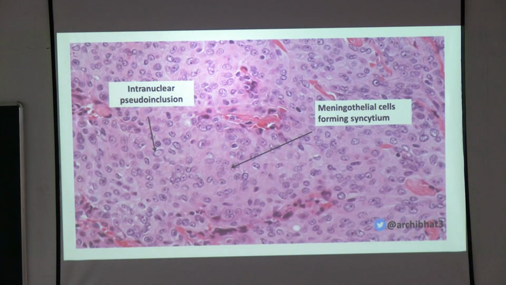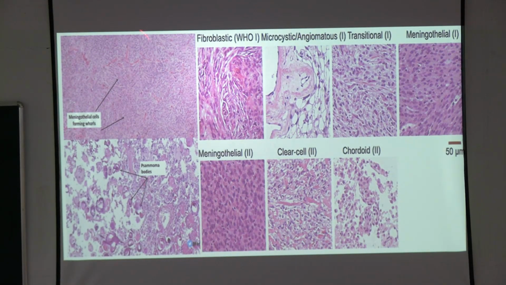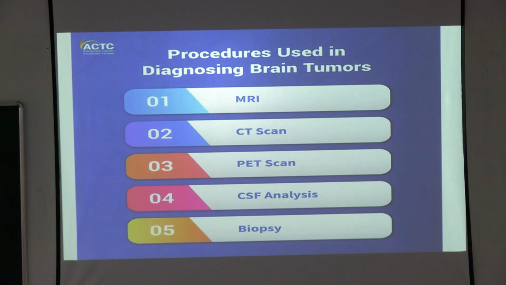This is solid sheets of syncytial meningothelial cells. These are the tumor mass, this is the meninges, and they are arising from it. This is the tumor arising from the meninges, these are the fibroblastic, these are the psammomatous. So, these are the different types of histological presentation, only 1, 2, 3 that you remember you can write for short note purpose.